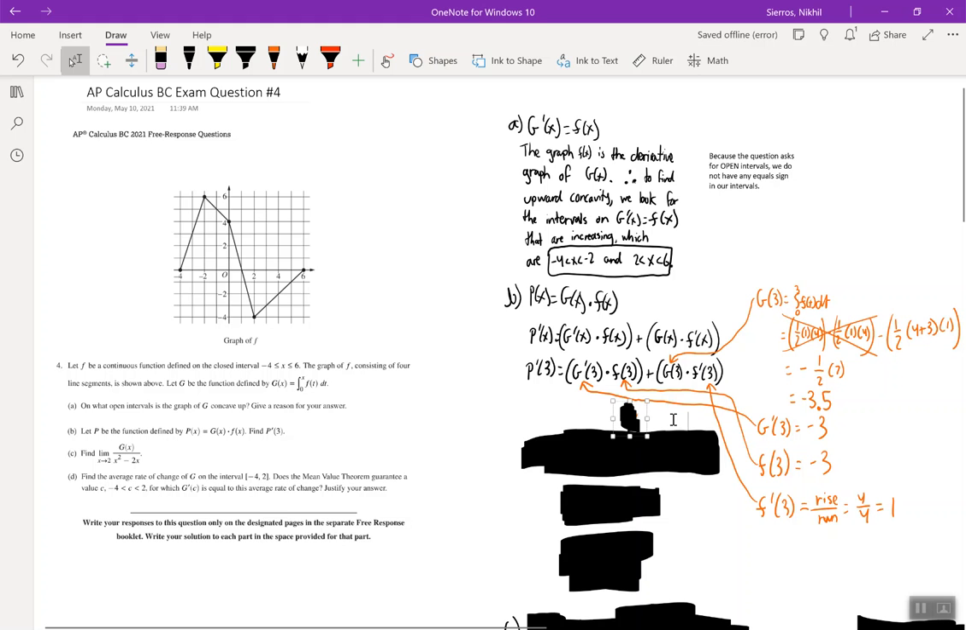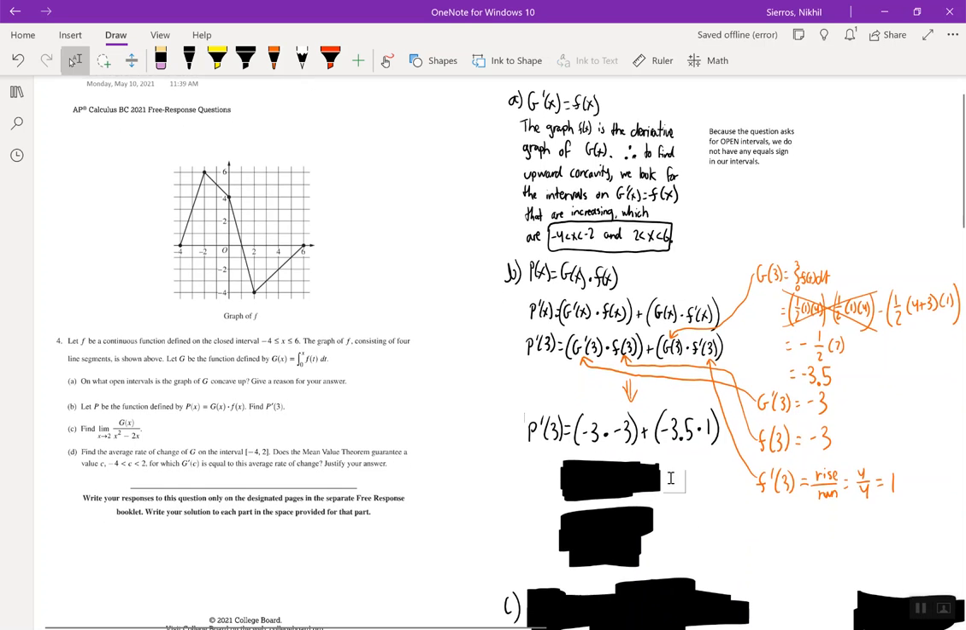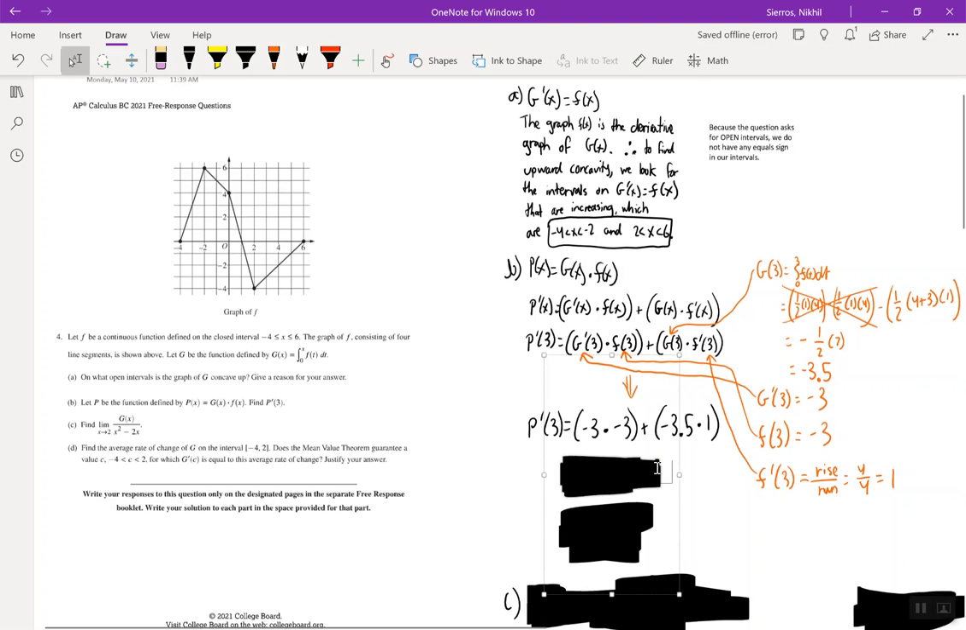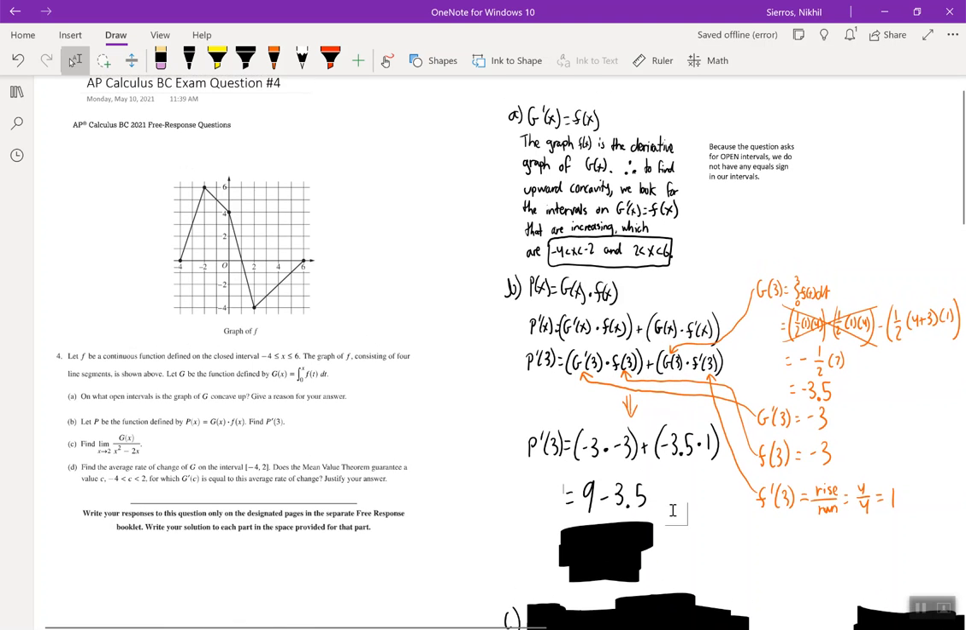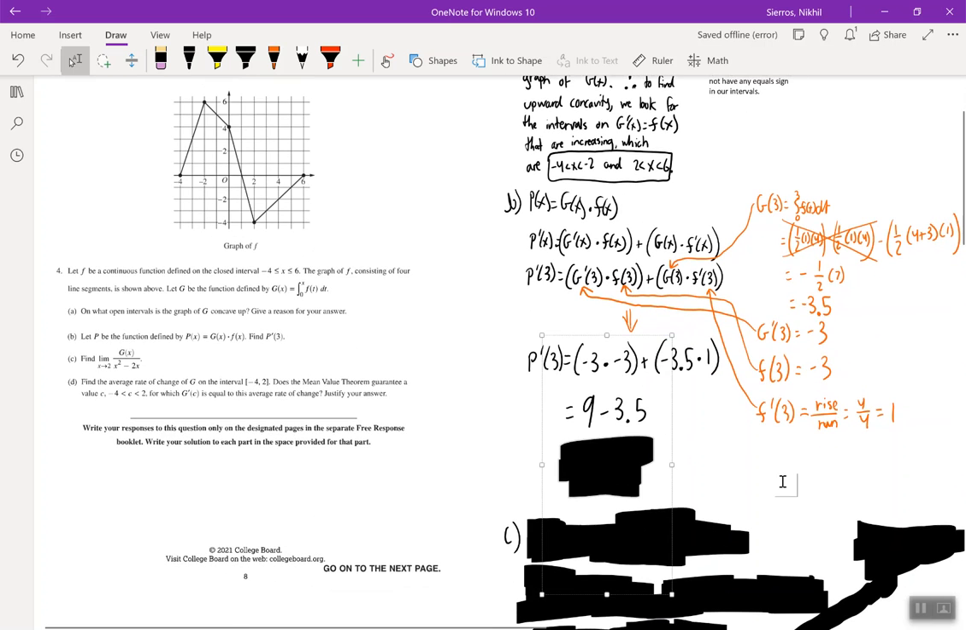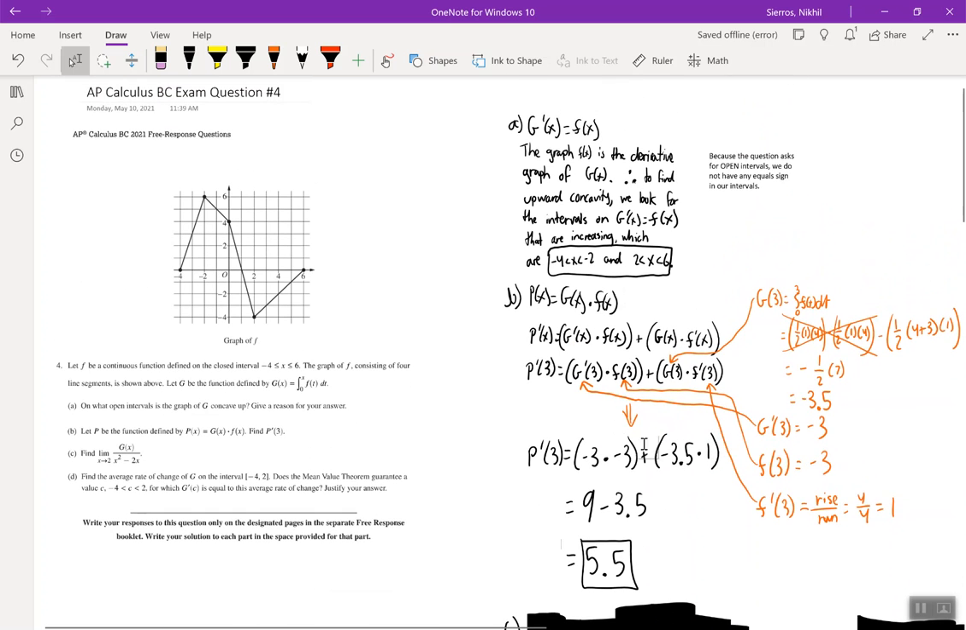So once we plug in all those values into the equation here, for p prime of 3, we get p prime of 3 is equal to -3 times -3 plus -3.5 times 1, which is going to equal 9 minus 3.5, which then is going to equal 5.5. So the value of p prime of 3 is equal to 5.5.